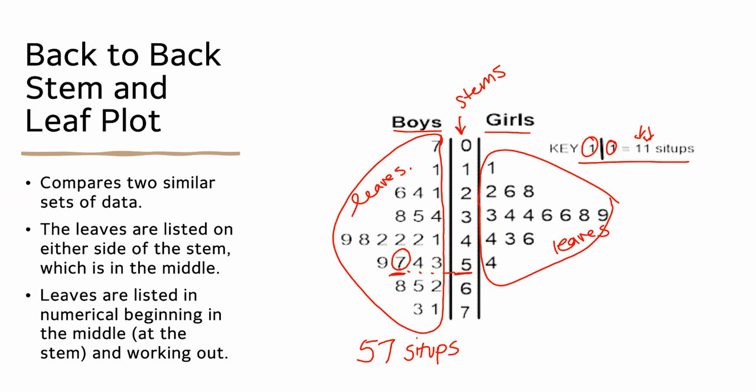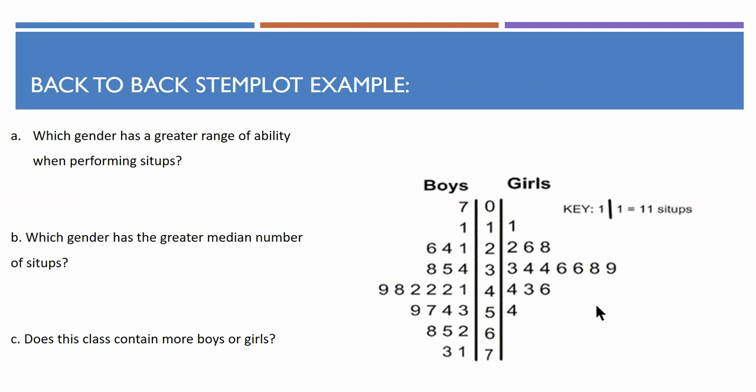All right, so let's take a look at that same back-to-back stem plot, and let's answer some questions. So part A, which gender has a greater range of ability when performing sit-ups? So we're talking about range, right? Biggest minus smallest. So the maximum, the biggest for the girls, is a 54. The lowest for the girls is this one here. That's an 11. So the girls' range is 54 minus 11, so 43, right?